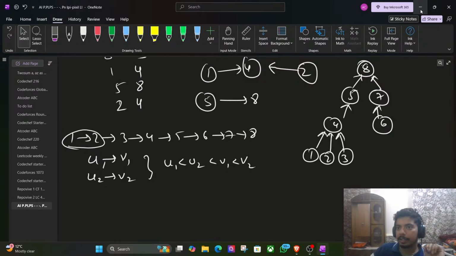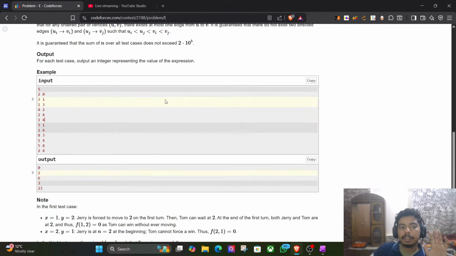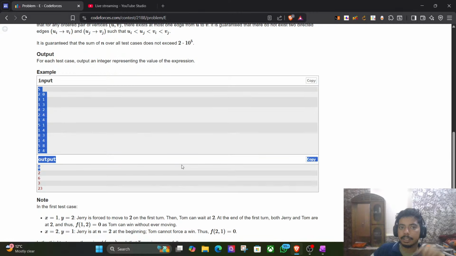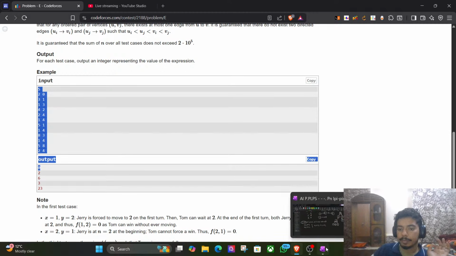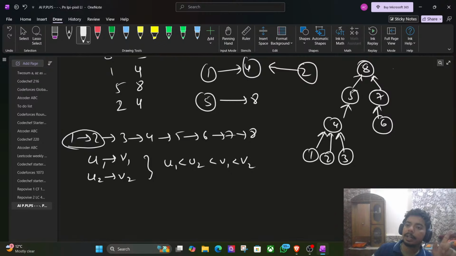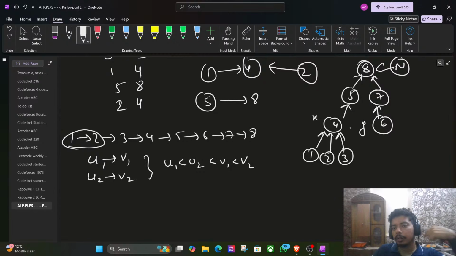And when you look carefully, each of these graphs will look like a tree, okay, which will always be rooted at n. This will always be rooted at n. So you can just say if Tom is at any value x and Jerry is at any value y, they will move upward to the root. Okay, so this is the main observation that you can see.